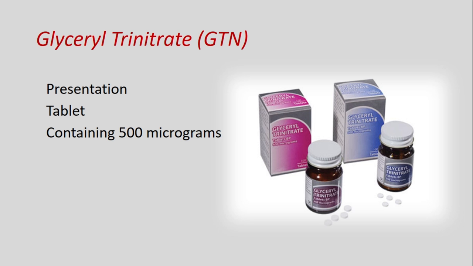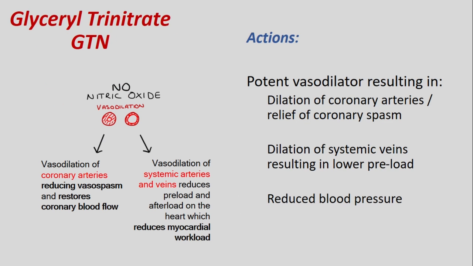Another common presentation of GTN, which you may have seen in practice, is an aerosol spray, which is a measured dose of 400 micrograms, which again is delivered sublingually. An important thing to note is that with any nitrate, the principal purpose is to relieve pain associated with the disease process. That is, reduce vasospasm and restore coronary blood flow to the coronary arteries. GTN is a potent vasodilator, resulting in dilation of coronary arteries, systemic veins, and reduced blood pressure.